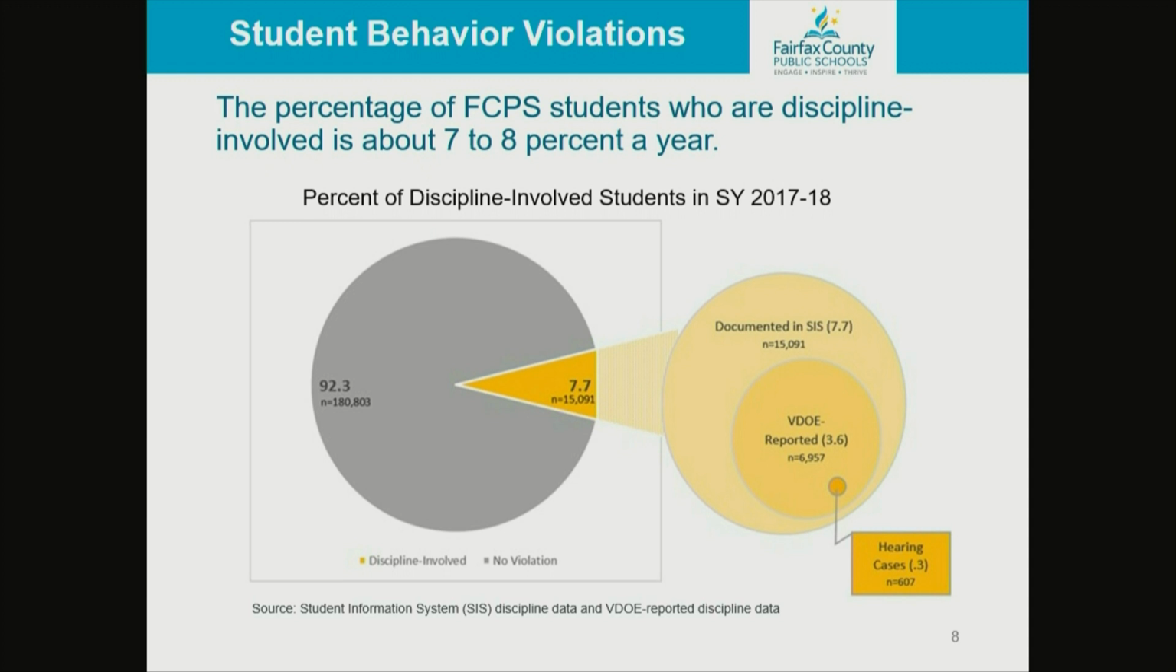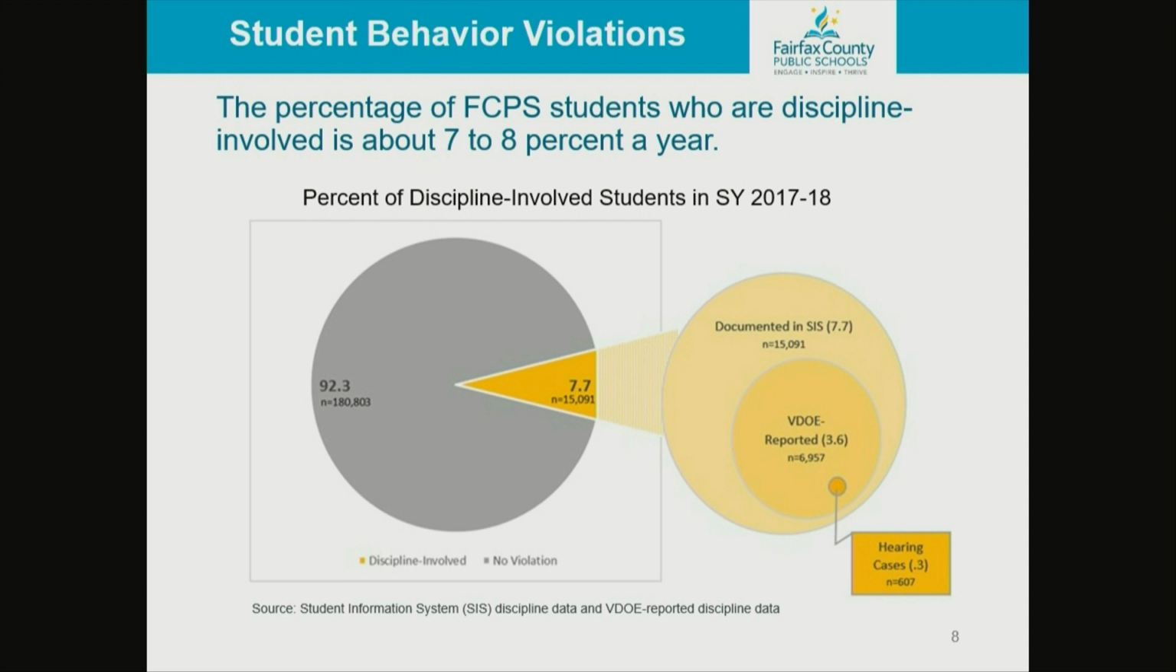And then a subset of those were considered VDOE reported. So every year, the VDOE asks us to report certain kinds of violations that students commit, as well as students who are in-school suspended or out-of-school suspended, so that they're aware of that. And about 3.6% of our students, that subset of the 7.7, had to be reported to VDOE. And then a subset of those, 0.3% of our students, are also involved in the hearings process.